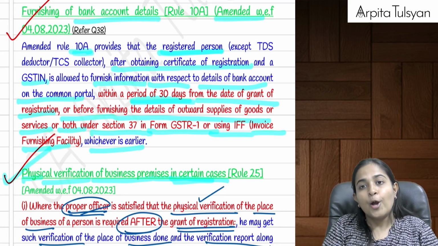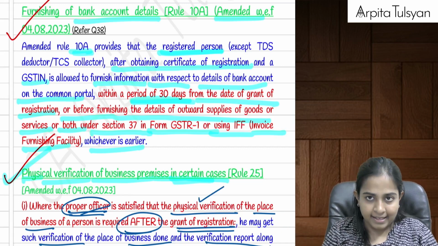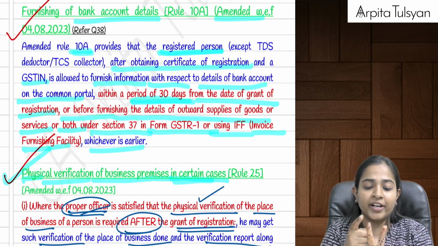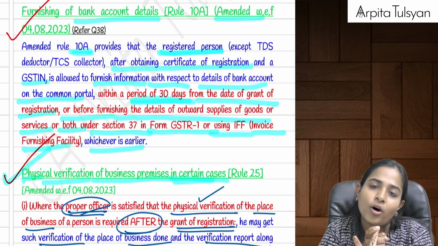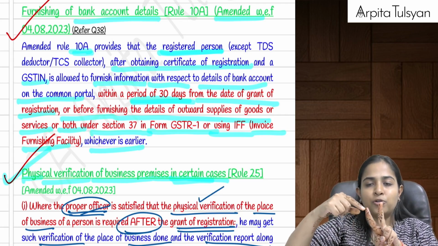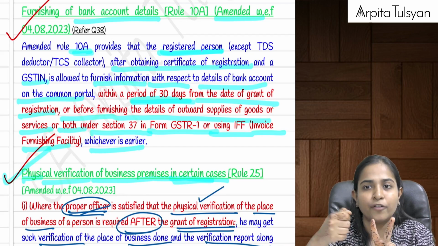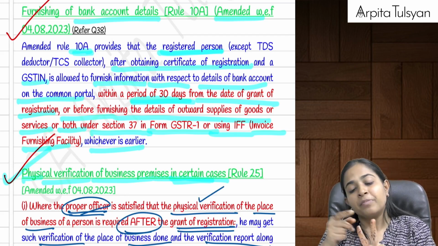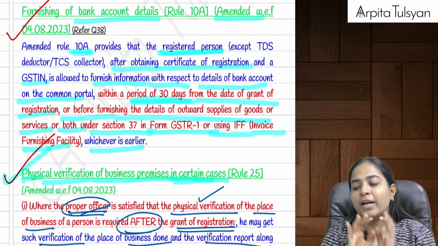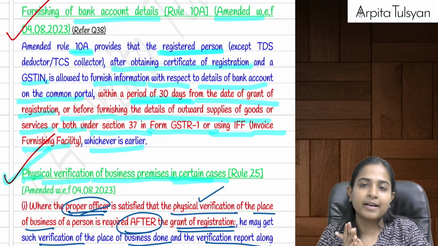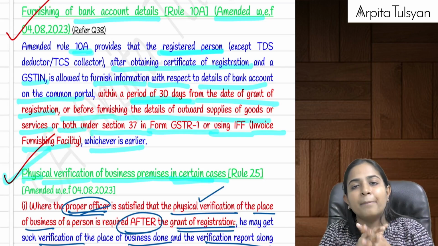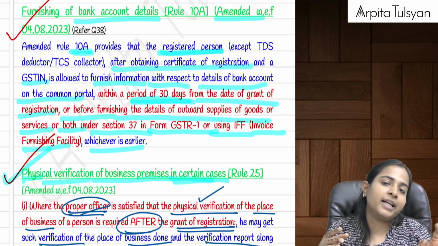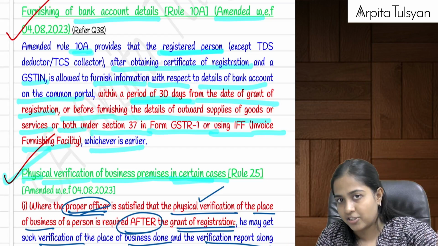Okay, ma'am, later on means till what date is that allowed? Earlier of 2 dates: 30 days from the date of grant of registration certificate or filing of your first GSTR1 or IFF. I'll repeat, 30 days from the date of grant of registration certificate or filing of first-time GSTR1 or IFF, whichever is earlier. Within this much time, you can go to the GST portal and submit your bank account details later on. Earlier you had to submit it at the time of the application form itself. Now they are telling that you can submit your application form, and you will get the registration certificate.